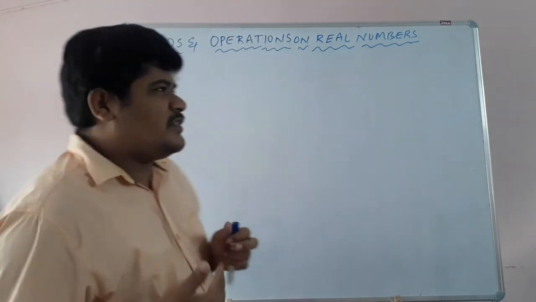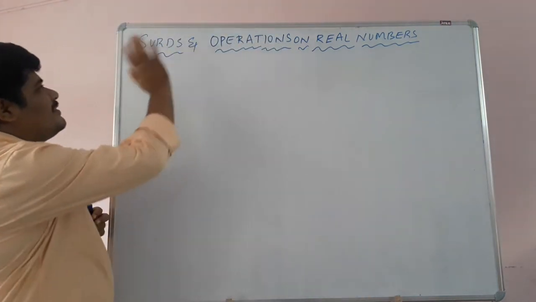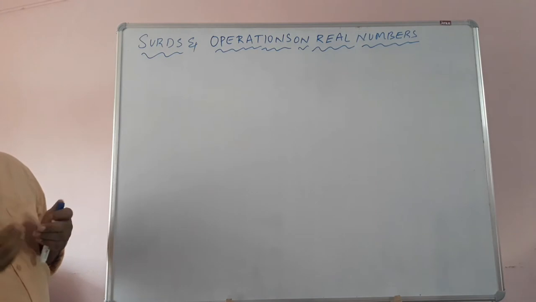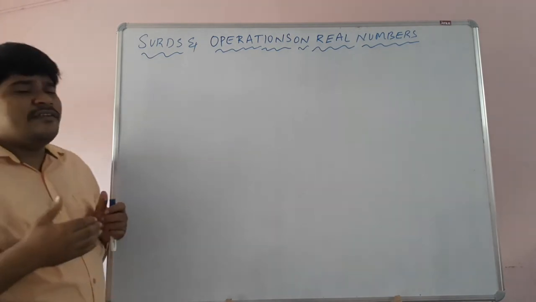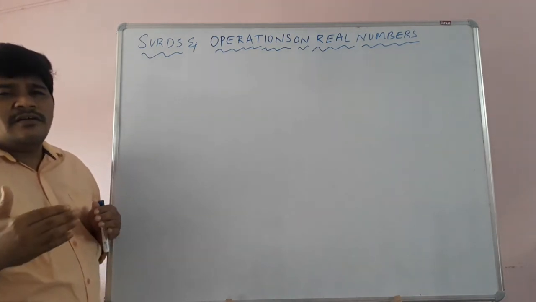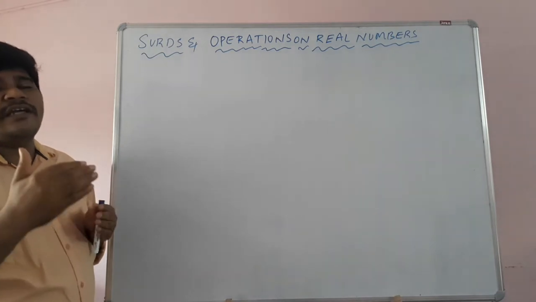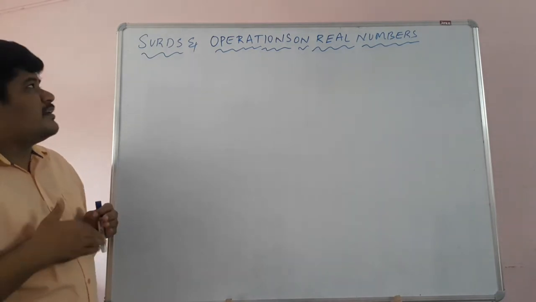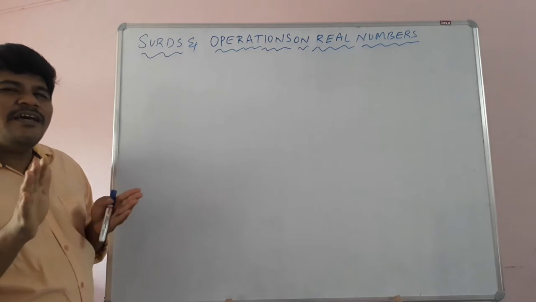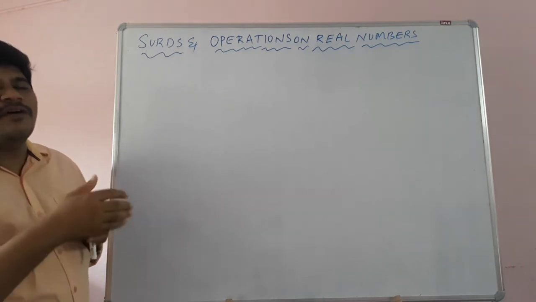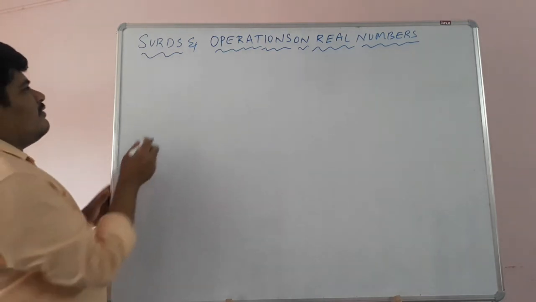So students, first of all, what is a surd? Surds are one type of irrational numbers, a special type of irrational numbers. So I will give you the definition.